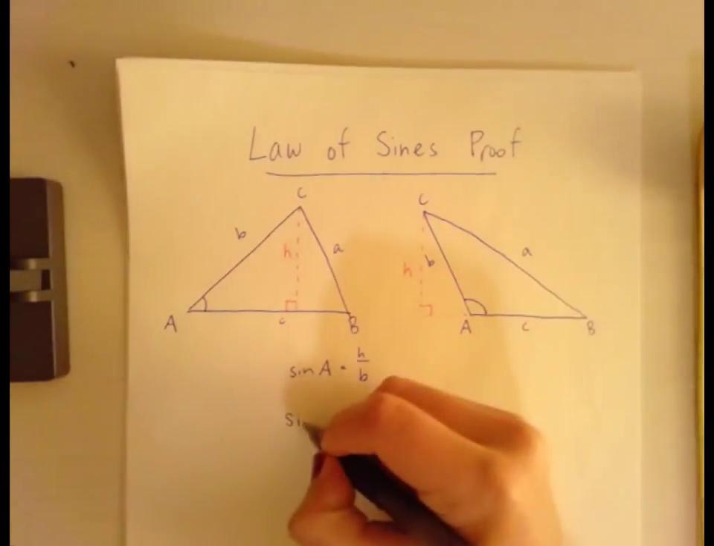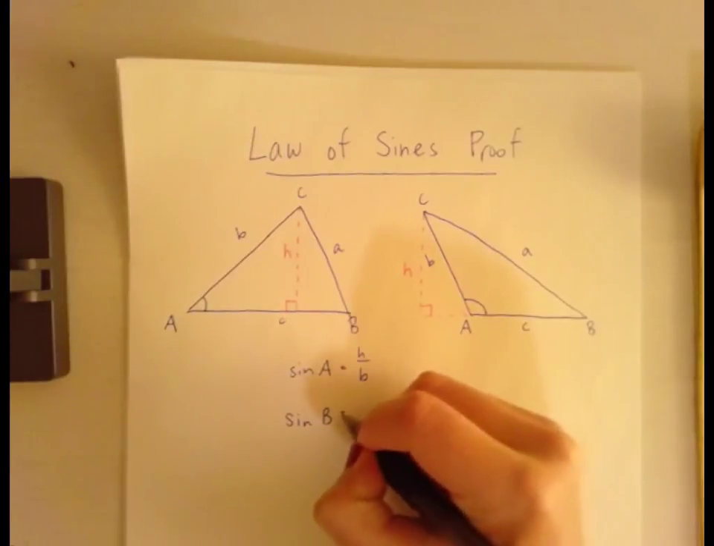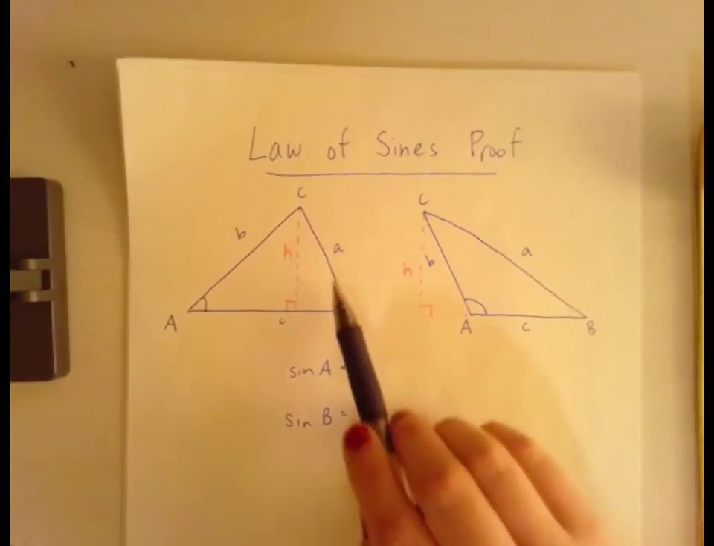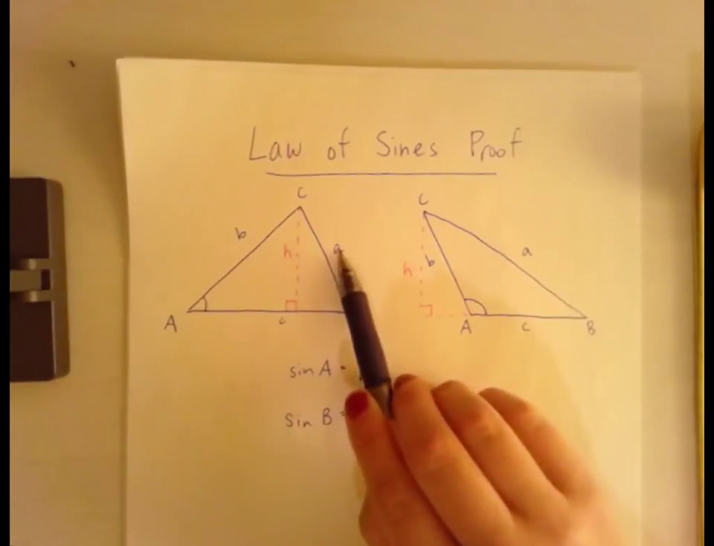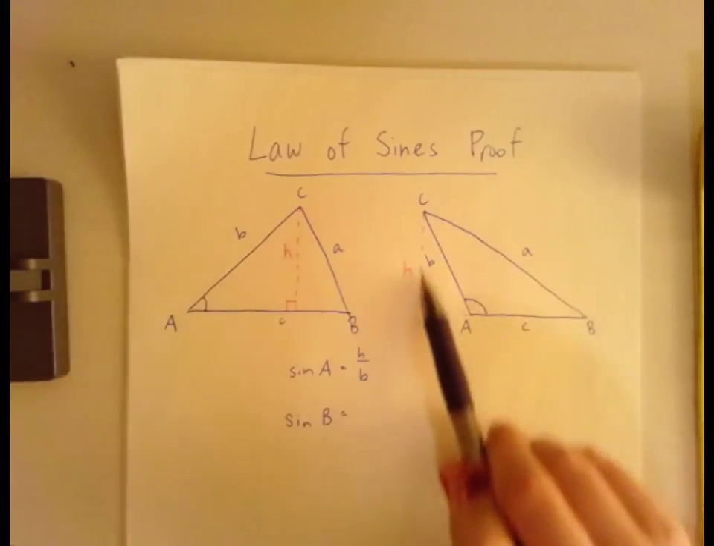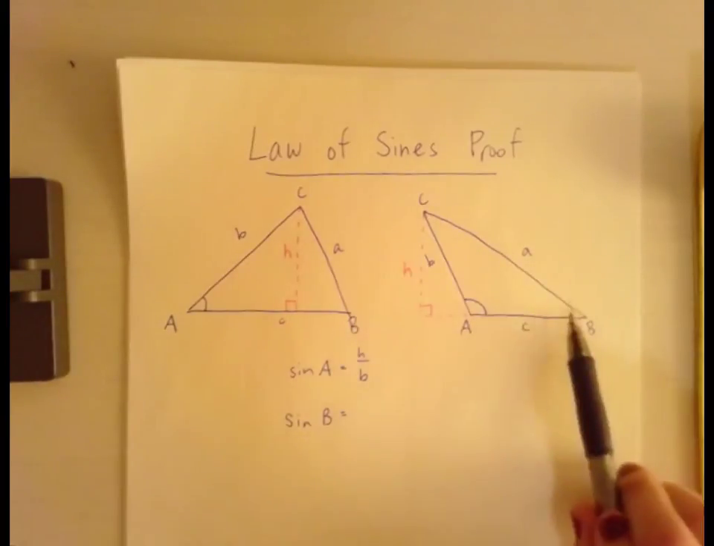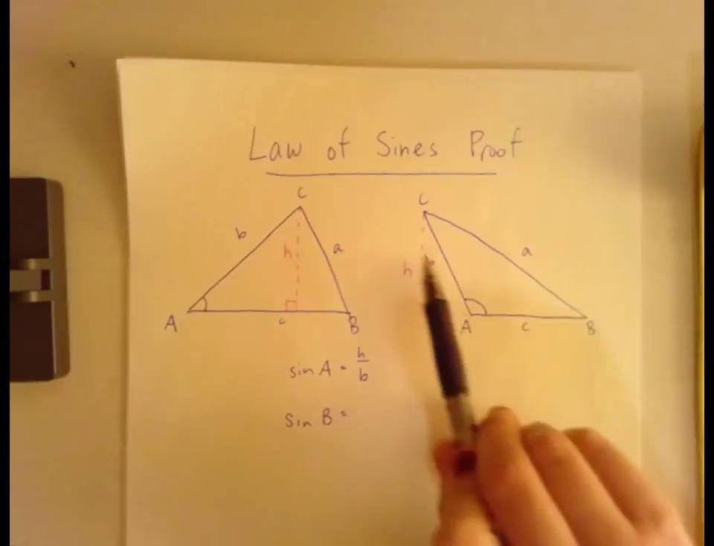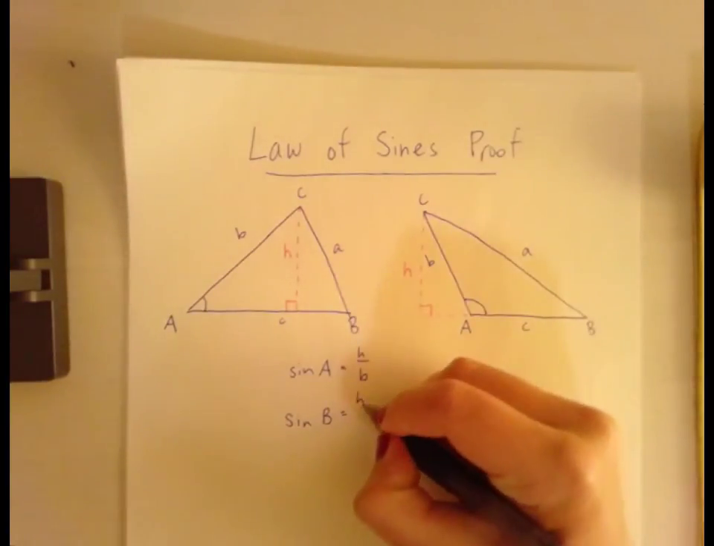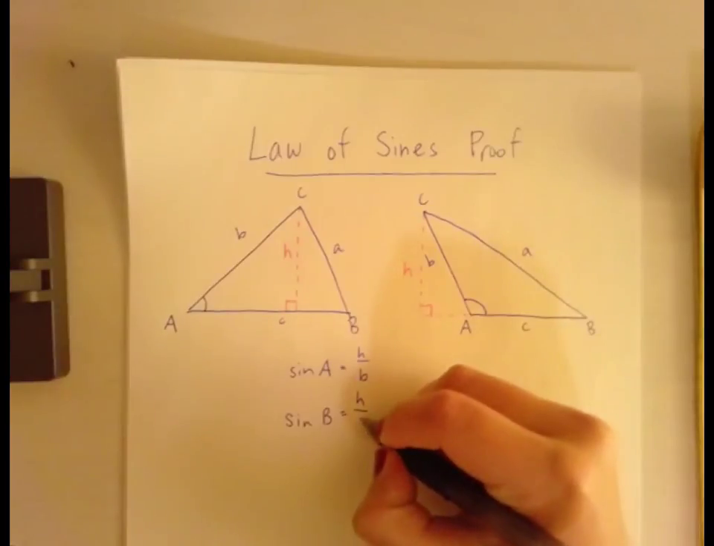Sine of angle B over here in this right triangle is going to be H over A. Over here, this right triangle that we're looking at, it's kind of included in this extended version, is opposite of B, H over hypotenuse A. H over A.